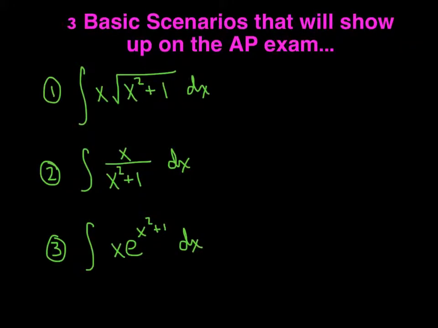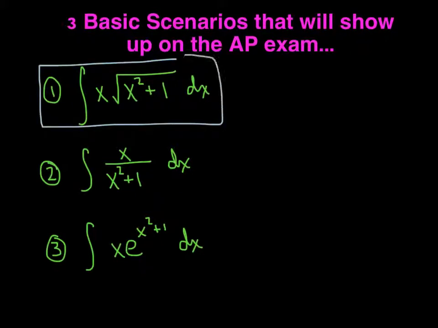So here's a brief overview of those 3 different scenarios that you'll see on the AP exam. Category number 1, we talked about identifying the inner function and then letting U equal that inner function. We covered that in our first video, and if you didn't watch that one first, I encourage you to go back and take the 4 or 5 minutes to watch that one before you dive into this current one.